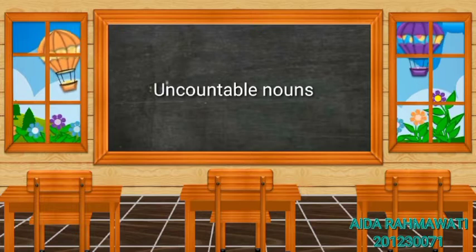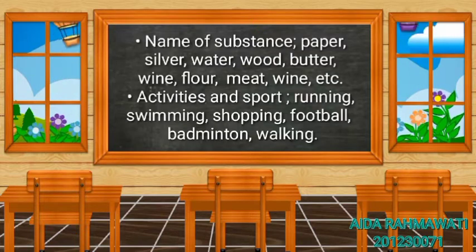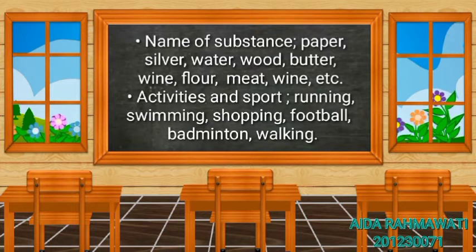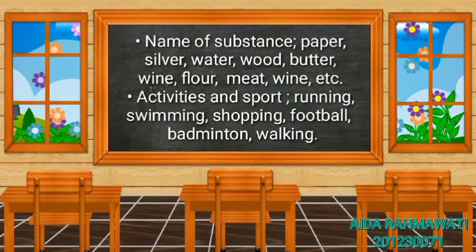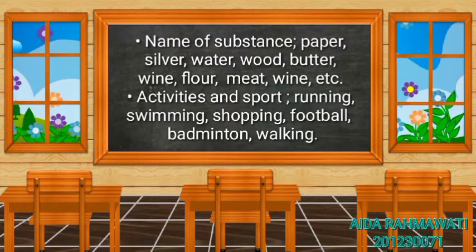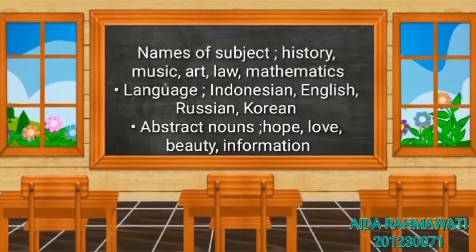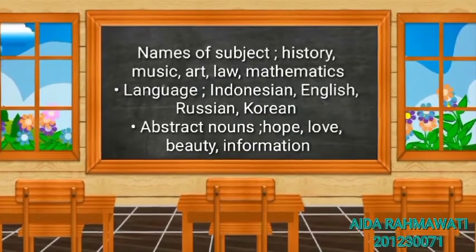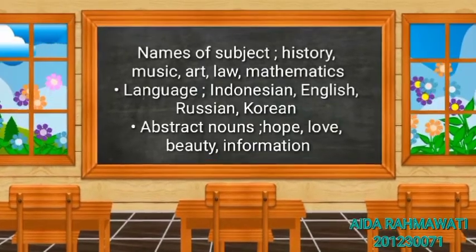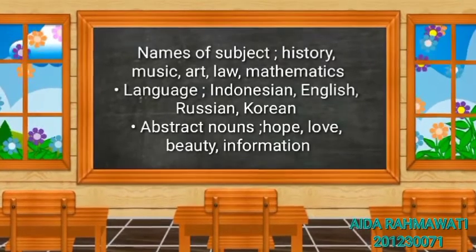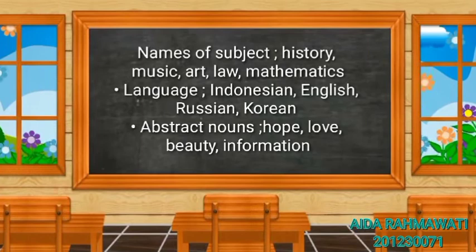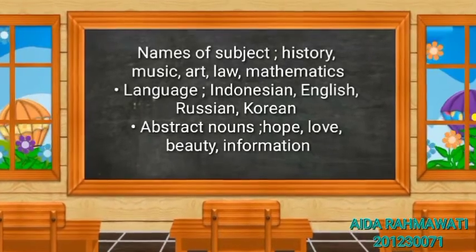Next, uncountable nouns. The first, names of substances: paper, silver, water, wood, butter, wine, flour, meat, and so on. The second, activities and sports: running, swimming, shopping, football, badminton, and walking. The third, names of subjects: history, music, art, law, and mathematics. Fourth, languages: Indonesian, English, Russian, and Korean. And the last, abstract nouns: hope, love, beauty, and information.